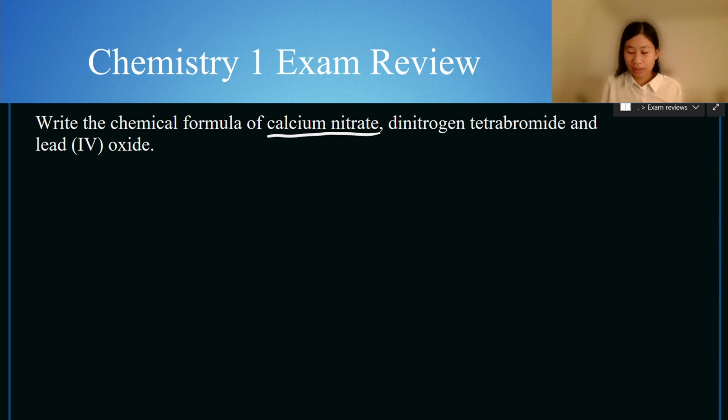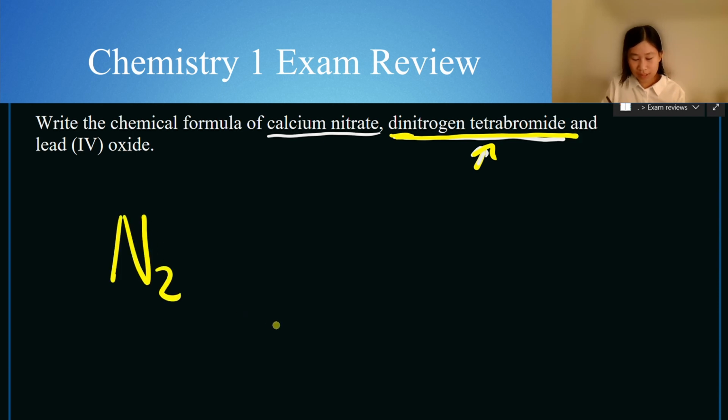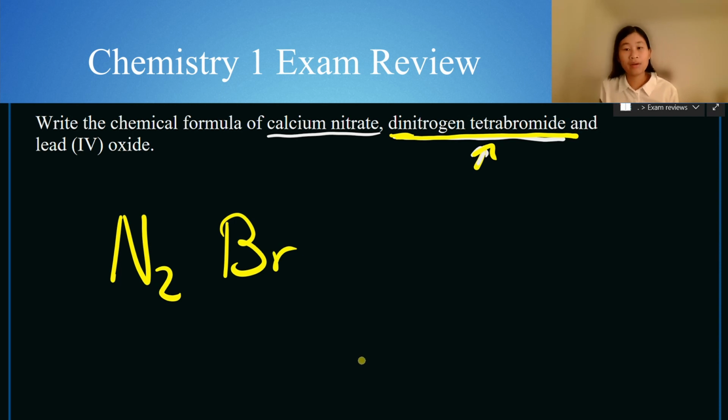Let's do another example. Next, we have dinitrogen tetrabromide. This is a very nice problem because it is a covalent compound, and these prefixes tell us how many of that element we have. So dinitrogen means 2 nitrogens, di is for 2. And we have tetrabromide, bromine, and we have 4 of them. So N2Br4 is the formula for dinitrogen tetrabromide.